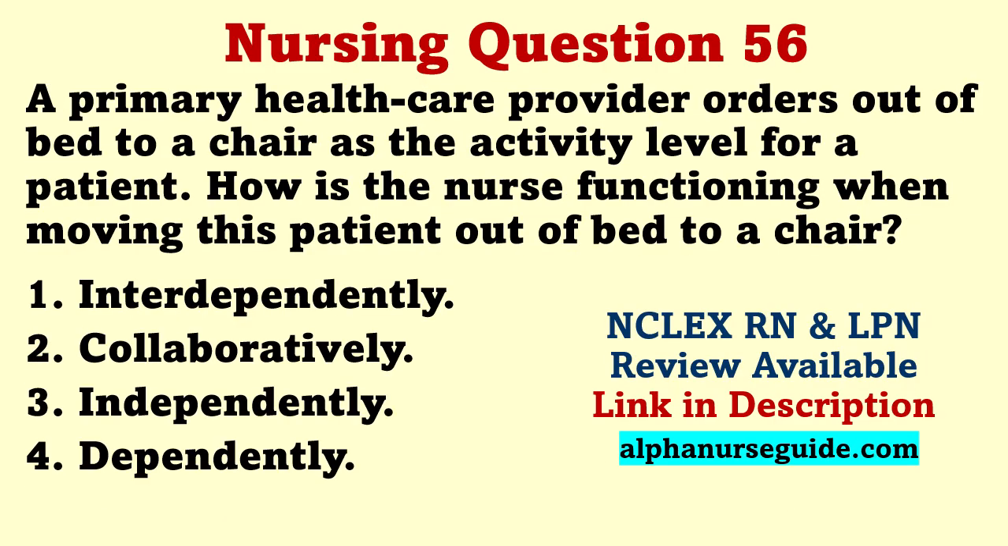A primary healthcare provider orders out of bed to a chair as the activity level for a patient. How is the nurse functioning when moving this patient out of bed to a chair? 1. Interdependently. 2. Collaboratively. 3. Independently. 4. Dependently. The correct answer is 4. Dependently. Determining the extent of activity desirable for a patient is within the primary healthcare provider's, not a nurse's, scope of practice. Following activity orders is a dependent function of the nurse.